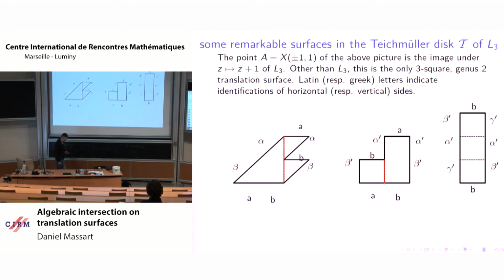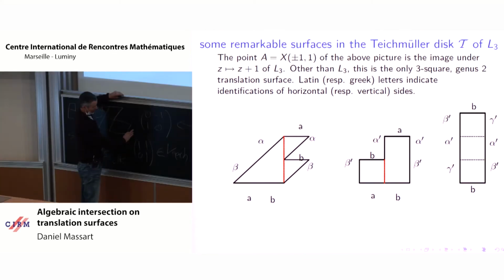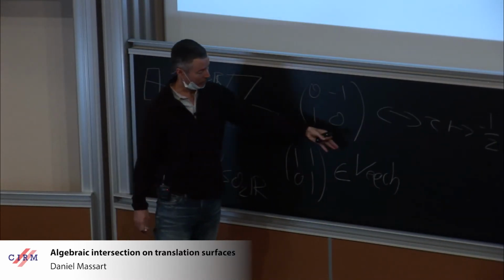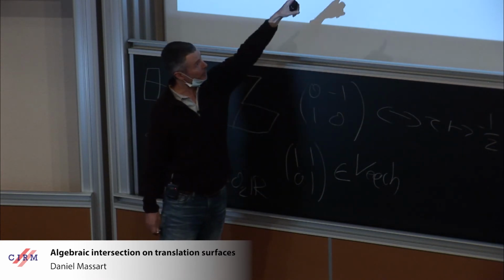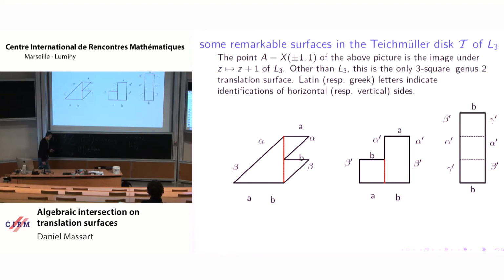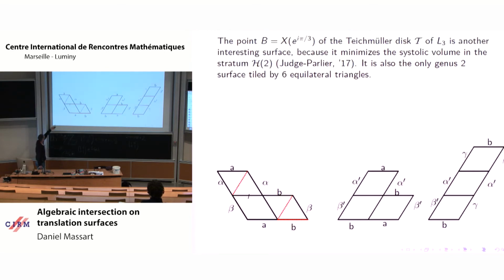So this is another 3 square surface, and actually it corresponds to the image of my 3 square surface under this matrix. So this proves that this matrix is not in the Veech group because this surface is not the surface L3. So that's another interesting surface if you are interested in square-tiled surfaces. And this one is also interesting.